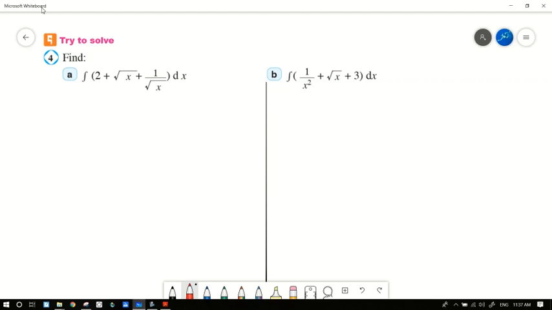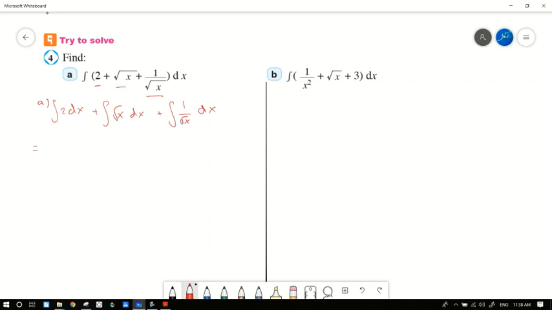Okay, in this example, I have integration, letter A, integration of 2 plus root x plus 1 over root x dx. So I can distribute the integration on the three given terms. So it can be written as integration of 2 dx plus integration for root x dx plus integration for 1 over root x dx.